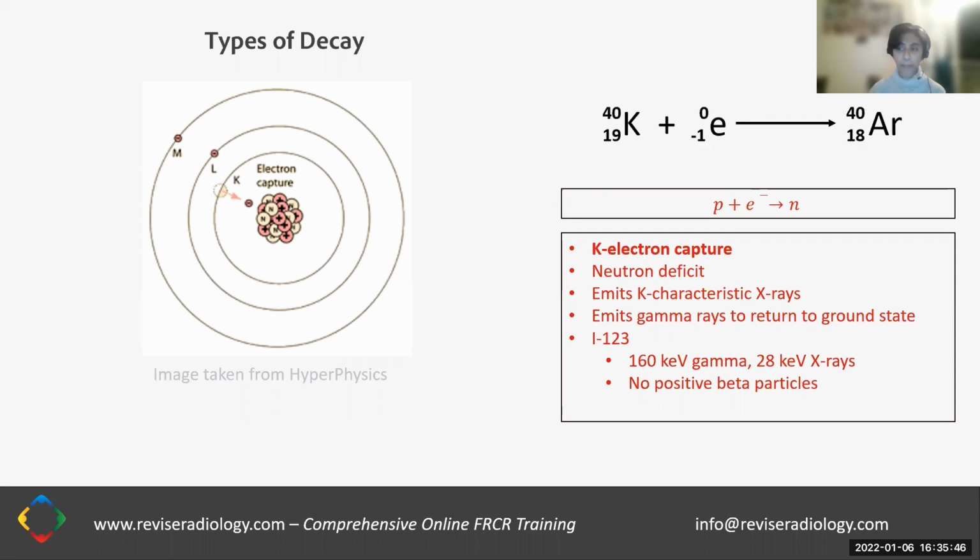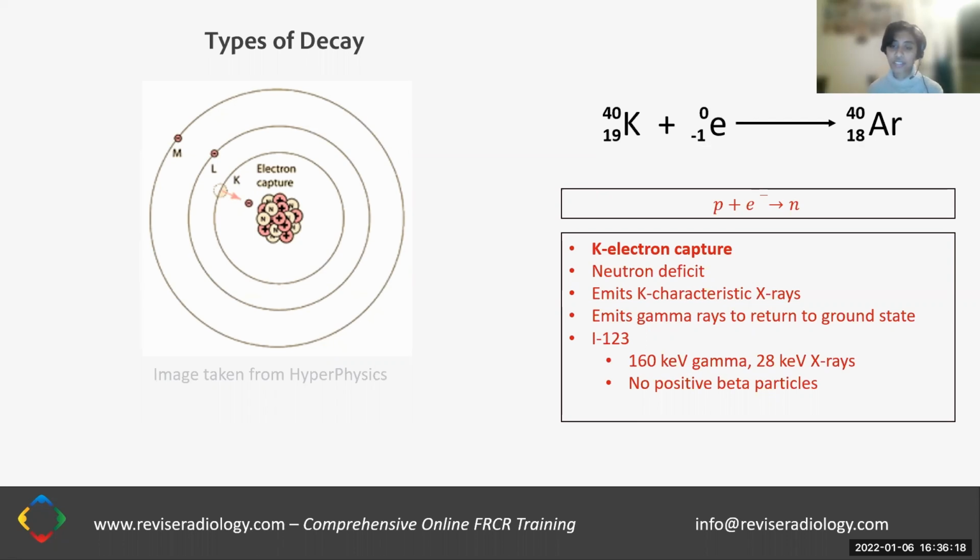So what happens when a vacancy is created in the K shell is that electrons from the other shells are going to fall into that vacancy to fill it. And when this happens, they're going to emit the K characteristic X-rays. So that's this type of decay. What happens then is that you get both gamma radiation as well as this characteristic X-ray K shell radiation.